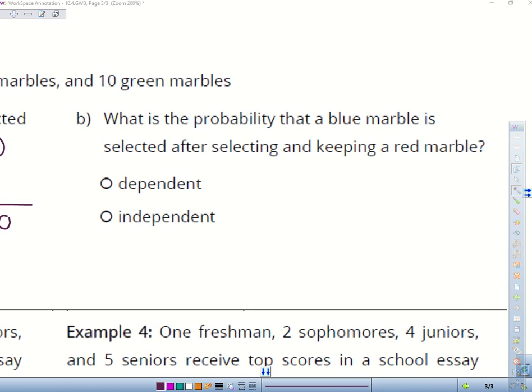What is the probability that a blue marble is selected after selecting and keeping a red marble? What was the percentage of the last one? 5.25. So you're selecting and keeping the red marble. So is that independent or dependent? Dependent.